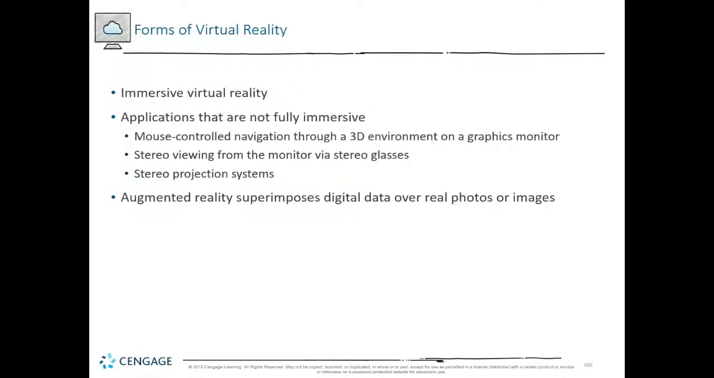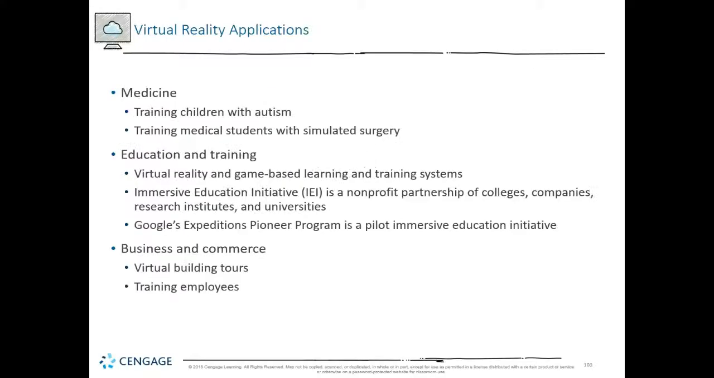Forms of virtual reality: immersive virtual reality, and applications that are not fully immersive. These include mouse-controlled navigation through a 3D environment on graphic monitors, stereo viewing from a monitor via stereo glasses, stereo projection systems, and augmented reality, which is superimposed digital data over real photo images.